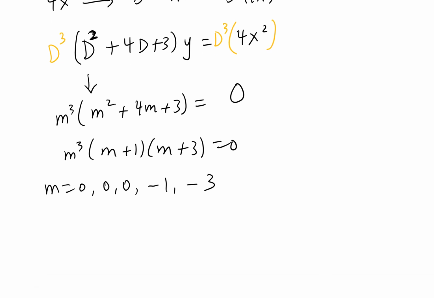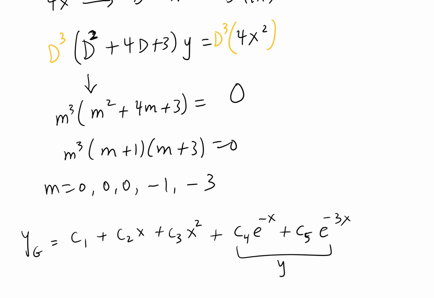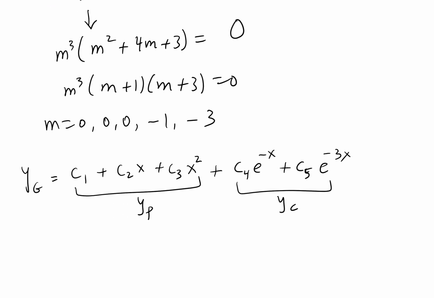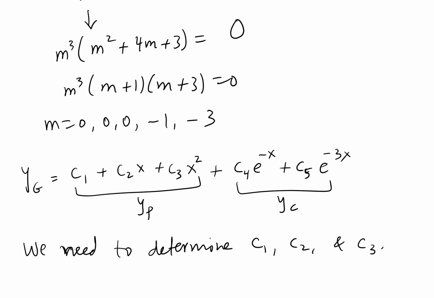Then the general solution is y equals c1 plus c2x plus c3x squared for the first 3 zeros, plus c4 e to the negative x plus c5 e to the negative 3x. The last two terms are the yc that we found earlier, and therefore the first three are yp, the particular solution. For the particular solution, we need to determine the coefficients. So how do we do so?